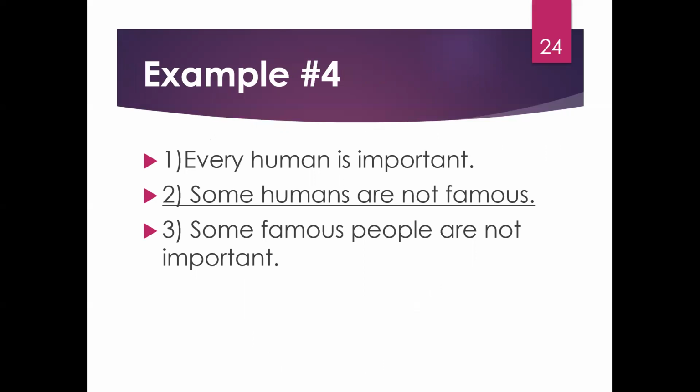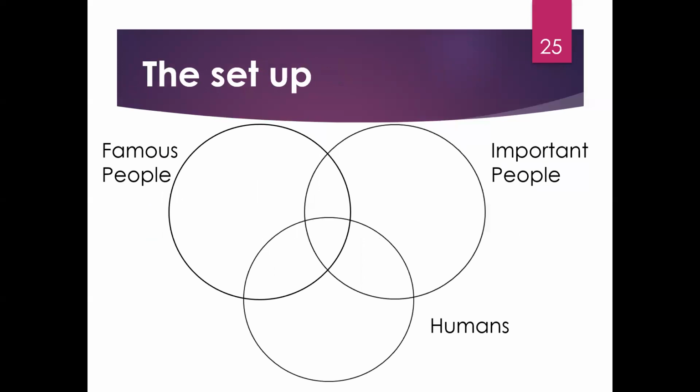Here we are putting our universal claim first, which is going to make it easier to diagram. Every human is important. Second premise, some humans are not famous. And we conclude some famous people are not important. And so our conclusion has as the subject famous people and as the predicate things that are important. So we diagram our Venn diagram to evaluate the validity of this syllogism with famous people in the subject, the upper left, important people or important things on the upper right, and then humans on the lower circle as the middle term, the one that shows up in both premises, but not in the conclusion.